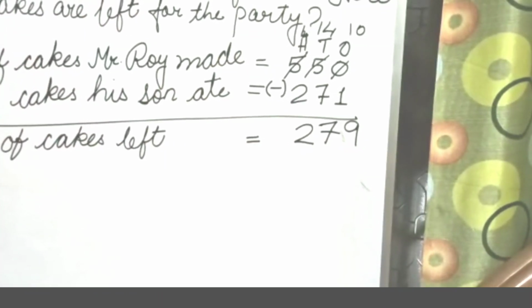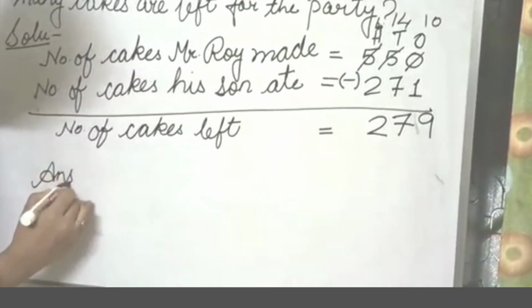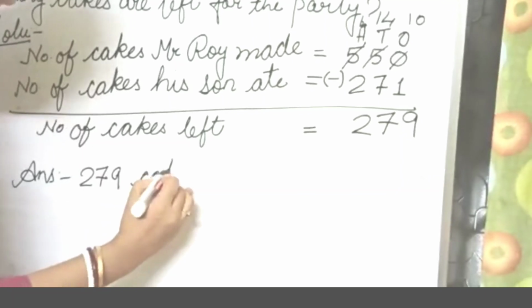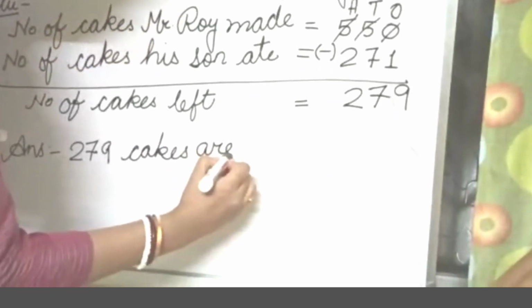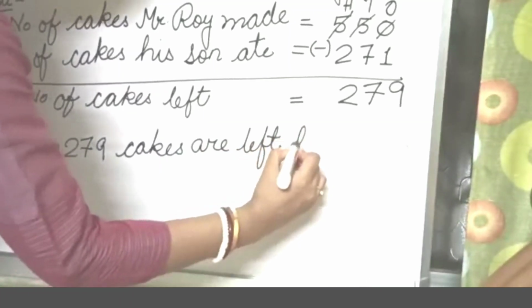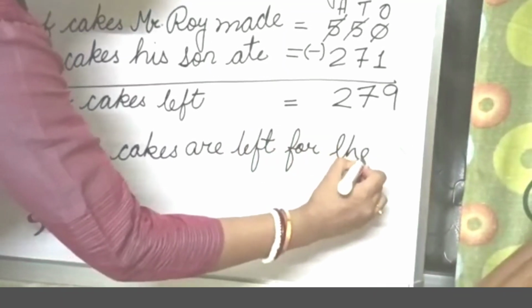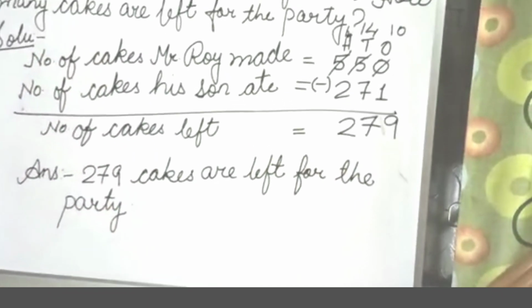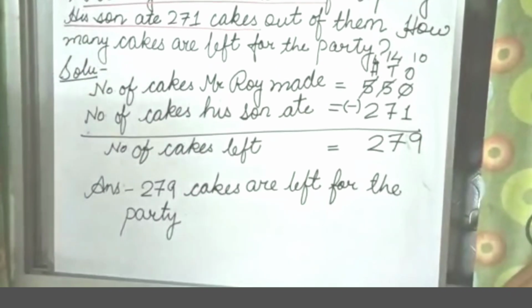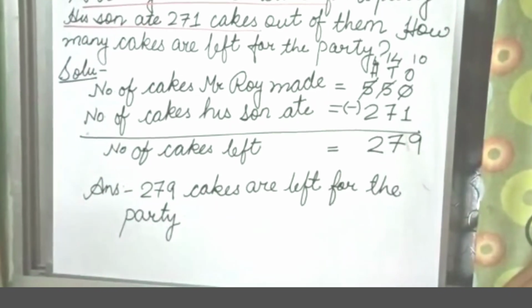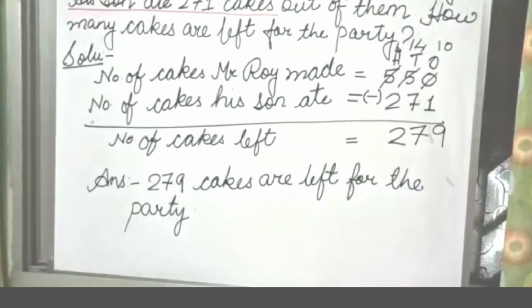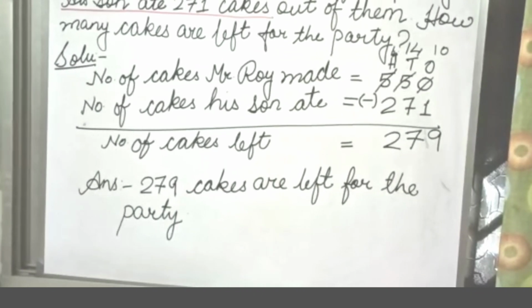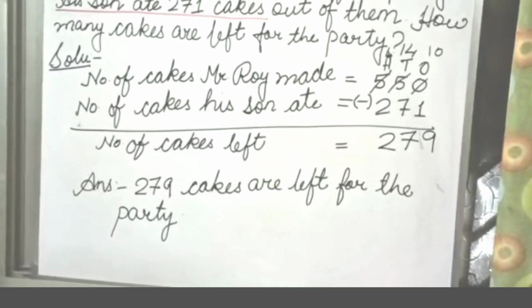So we got the answer that 279 cakes are left for the party. See the word problem. I hope you all have understood the 3 word problems, and along with this I will give you more for homework. So these 3 and the homework sums, all you do in your maths copy, and keep practicing word problems more and more.